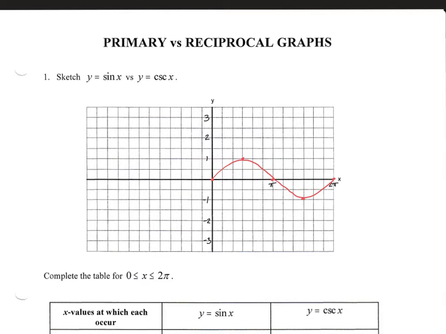So I have a 0 at 0, which means I have an asymptote on cosecant. I have a maximum at pi by 2, so I have a minimum. I have a 0 at pi, so therefore I have an asymptote. I have a minimum, therefore I have a max, and I have a 0. And I can draw this one a little bit better than the previous. And there's my last asymptote.